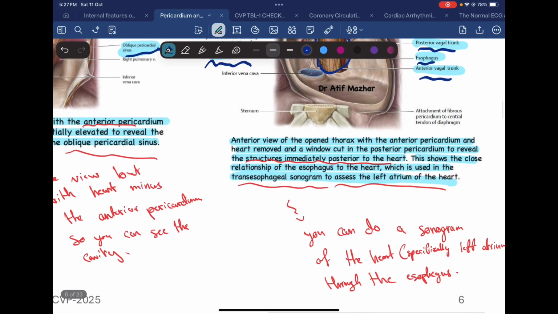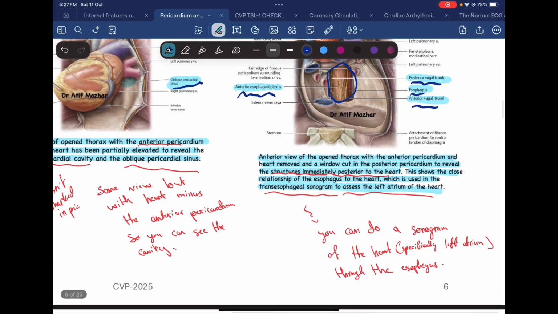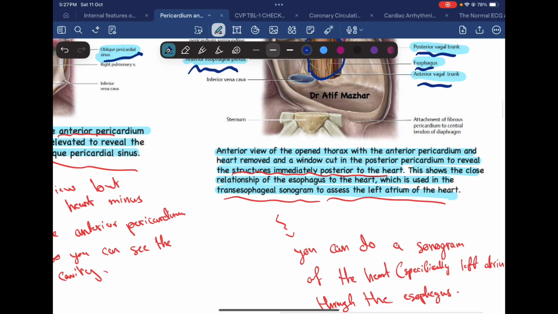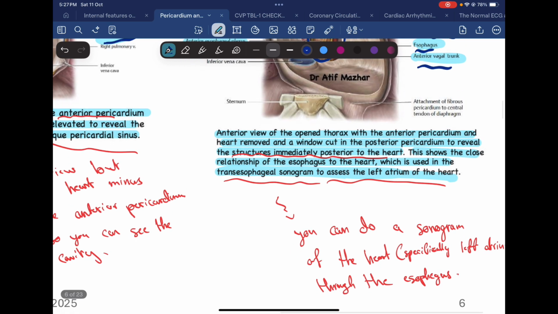Okay? So, another thing you need to know is that there is a type of sonogram that people do for the heart. It's not very popular, but you can do it to view the posterior part of the heart. What they do is use a transesophageal sonogram to check the left atrium. They put a tube in the esophagus and they do a sonogram through there.